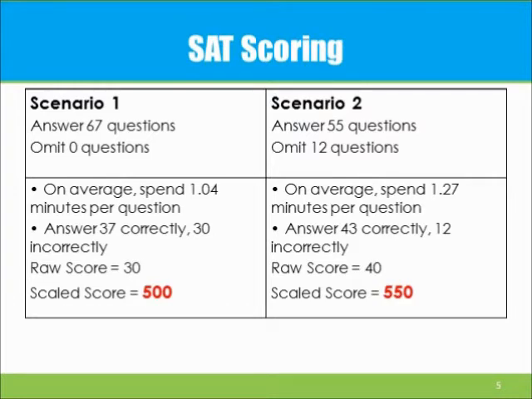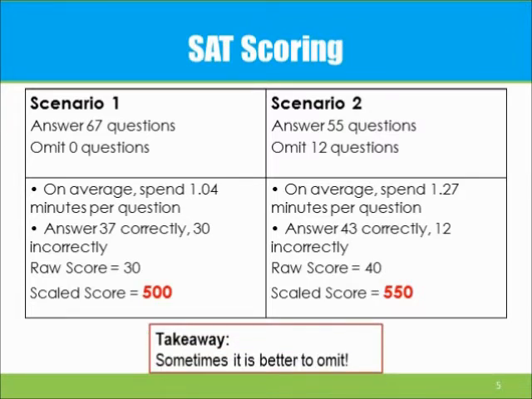Here we can see how omitting answers might actually help your score. In scenario 1, the student answers all 67 questions and omits 0, and on average spends a little over a minute on each question, but answers more incorrectly because he didn't have enough time. He has a raw score of 30 and a scaled score of 500. In scenario 2, he decides to omit 12 questions, so he has almost a minute and a half on the 55 questions he will answer, so he has time to answer more correctly, even though he still gets about 12 incorrect. But his raw score is higher, and therefore his scaled score is higher. So don't be afraid to omit.